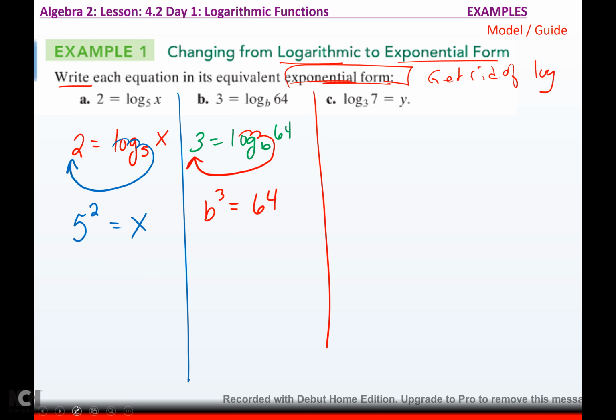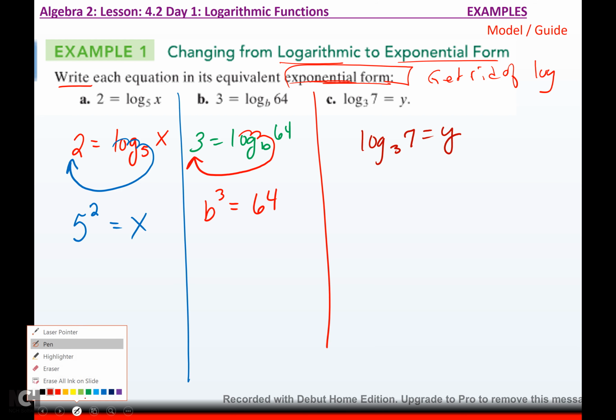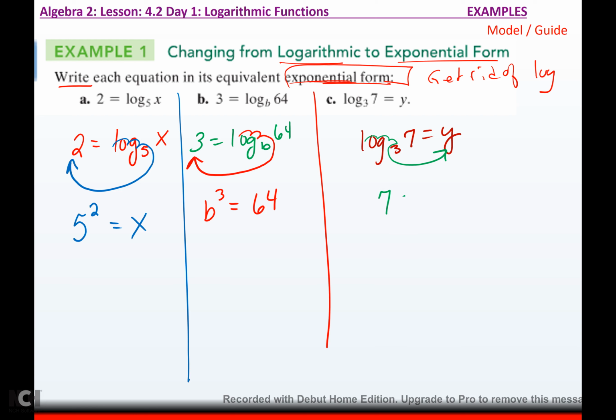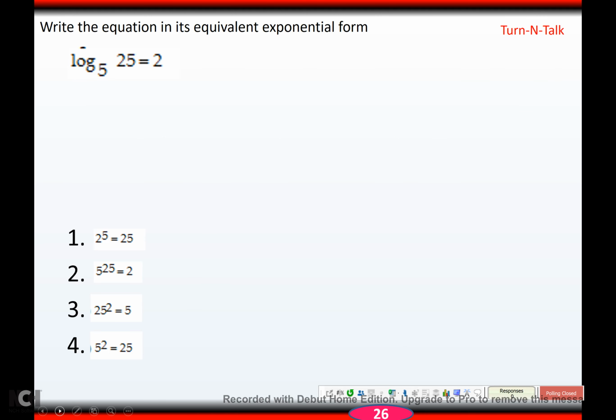All right, for c, I have log base 3 of 7 equals y. If they want exponential form, they are telling you to get rid of the log. So when the log rolls over, the base moves over. So 7 drops, and I have 3 to the y. And we're done. We're not solving them, we're just rewriting them. All right, so you do this one. Come back when you're ready.